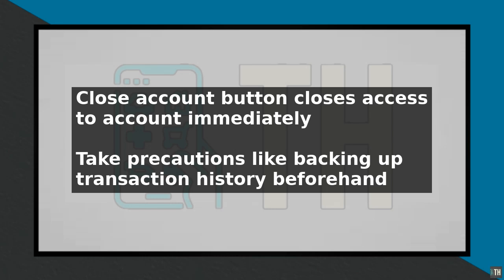In summary, closing your Crypto.com account is a simple process that requires you to log into your account, navigate to the Account Settings section, and select the Close Account option. Before doing so, make sure you have withdrawn all of your funds and taken any necessary precautions. By following these steps, you can easily close your Crypto.com account.